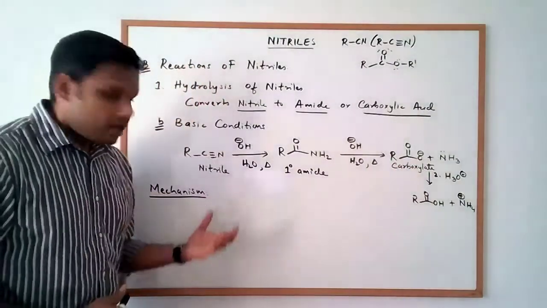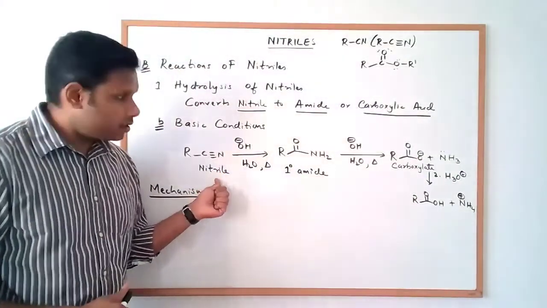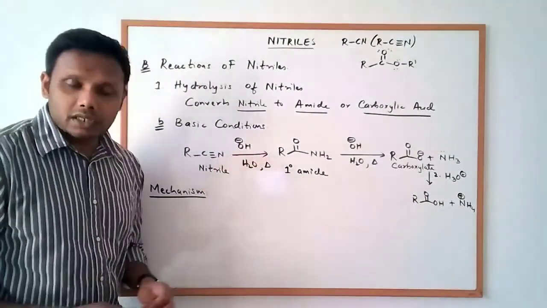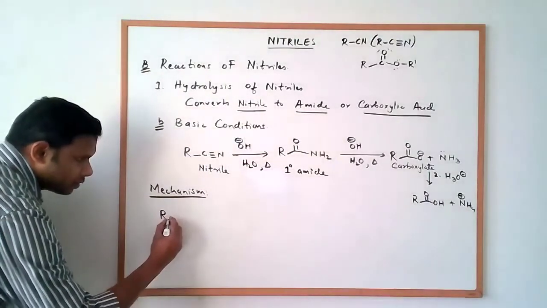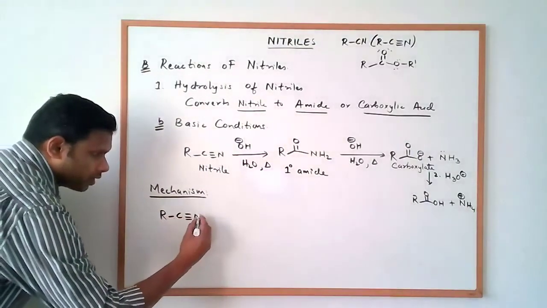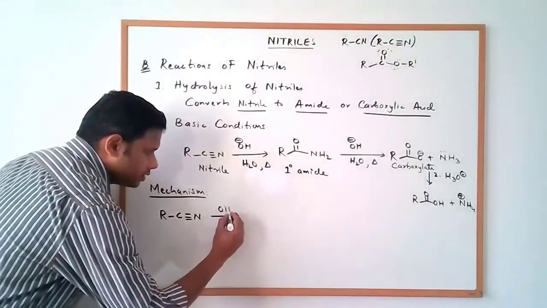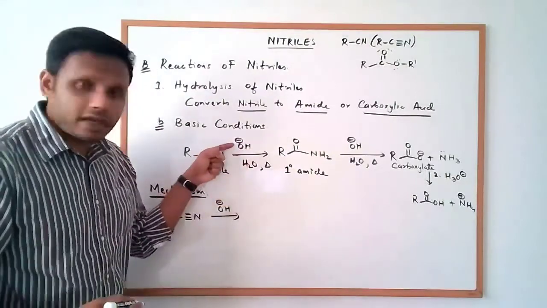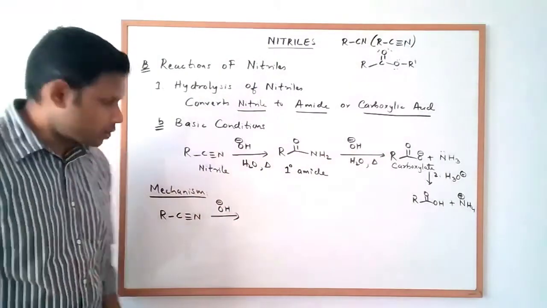Like I said before, let's look at the mechanism of how a nitrile is converted into the primary amide under basic conditions. So the reaction here is similar to reactions of other carboxylic acid derivatives under basic conditions. I'm using aqueous base here, so that's why we have hydroxide and we have water. The hydroxide could be sodium hydroxide.